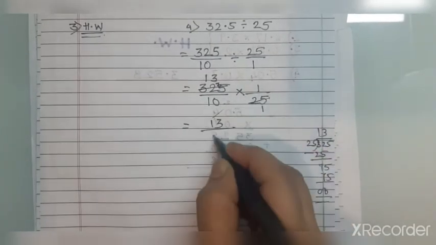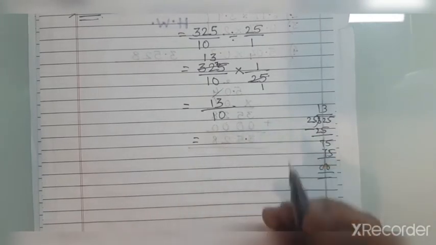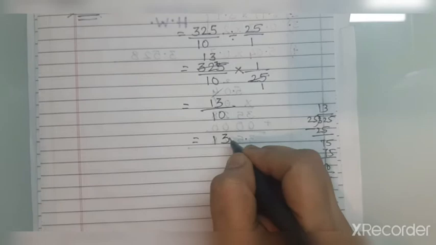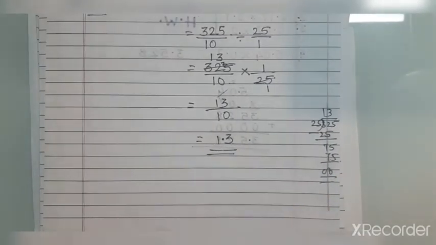Upon 10 into 1 is 10. Okay, again 10 in the denominator. So we will write the number in the numerator and from the right hand side we will count one place and put a decimal. So it is 1.3.